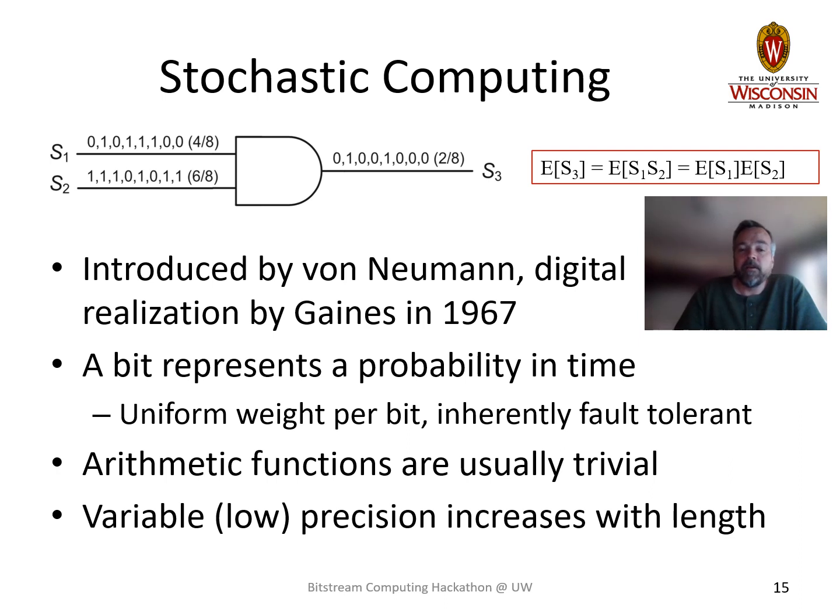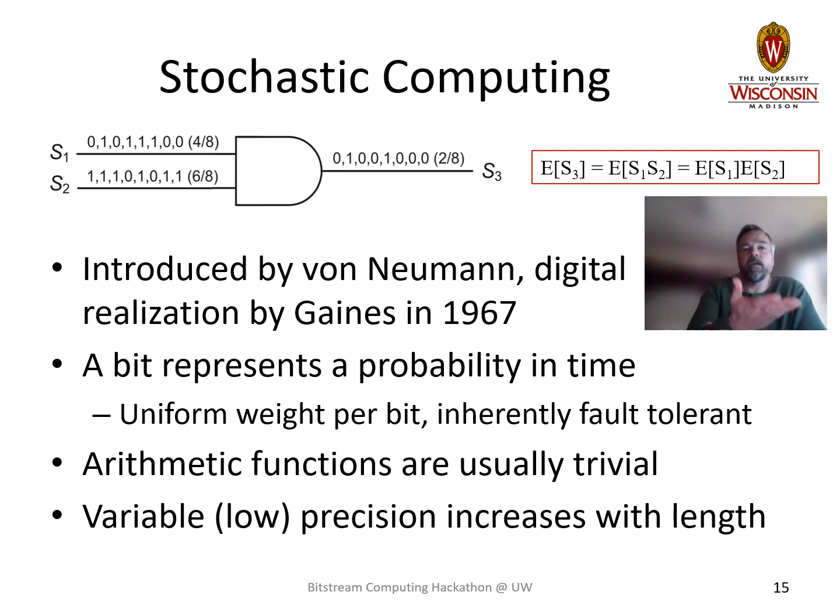In a typical binary system, we have low-order bits with low weights and higher bits with high weights. And if you flip one of the higher bits, you get a lot of error. In a stochastic circuit, any bit has the same value, the same weighting. And so if you flip 1 bit, you're not introducing a whole lot of error. And the advantage of computing in this stochastic form is that arithmetic functions are usually trivial to implement.